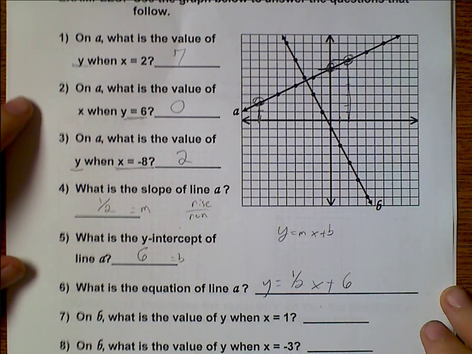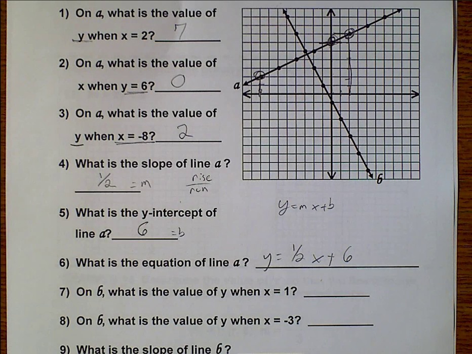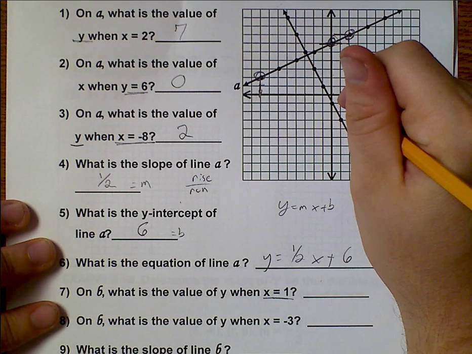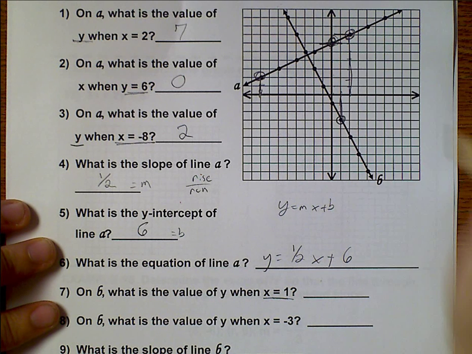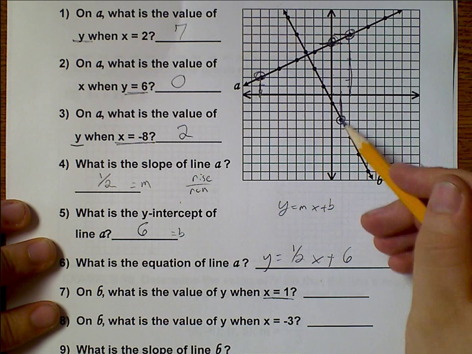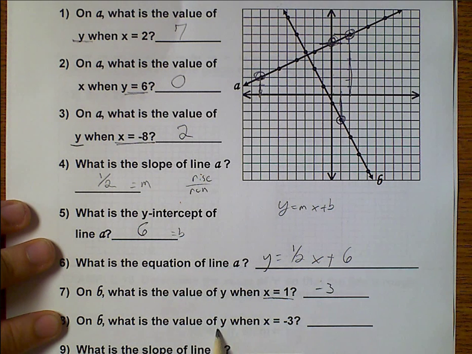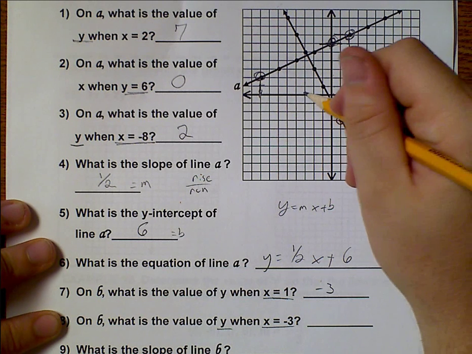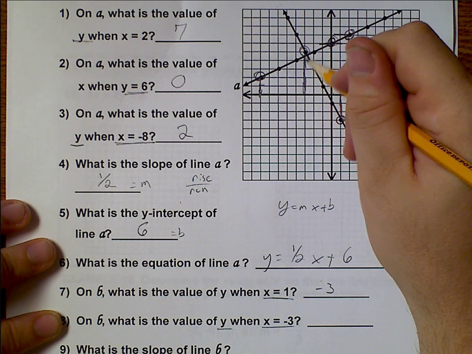All right, let's go ahead and do the same thing, but this time we're going to use B. And I'm going to be going back and forth because my camera just isn't catching all of these. But what is the value of y when x equals 1? Well, on line B, it's this point right here, which is at negative 3. On B, what's the value of y when x equals negative 3? That would be that point, 1, 2, 3, 4, 5.